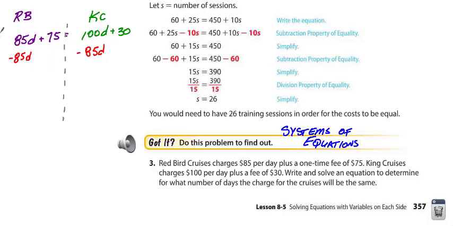So step one, get rid of the days here. Cancel that out. That leaves us with 75 here. And over on this side, we had 100. Take away the 85. We're at 15 plus 30. Now we're going to take away the 30.